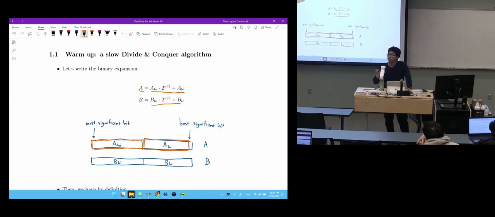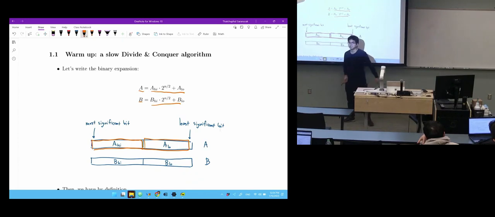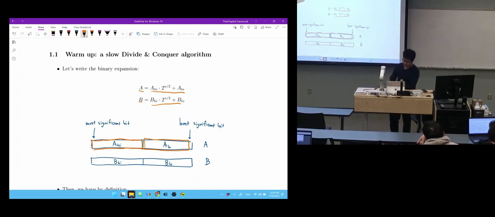So when you multiply a high by 2 to the n over 2, you're padding it out with zeros? Exactly, exactly. This thing is really just about shifting by zeros. Okay, so I can write a and b like that.